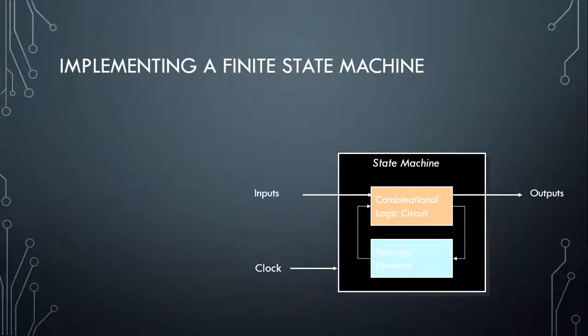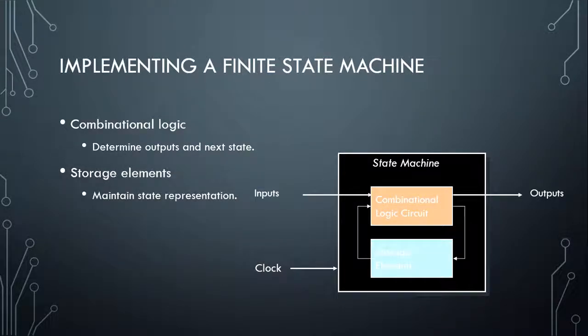Now, let's look at the finite state machine. In this one, you could have, for example, a clock example of up and down. Combinational logic, again, determines outputs and the next state. There are storage elements here which maintain the state representation. So you can see it's very, very similar to what we saw previously. The only difference is that now we're applying something to it, in this case, a clock.